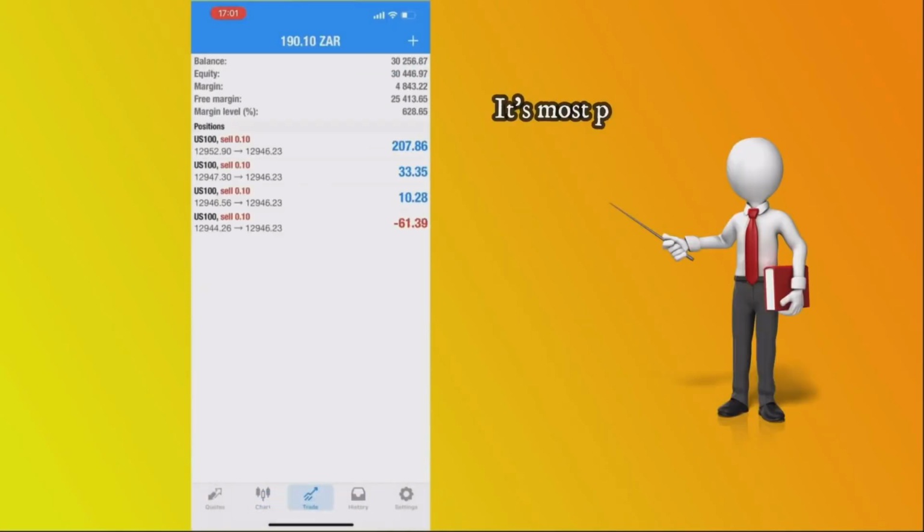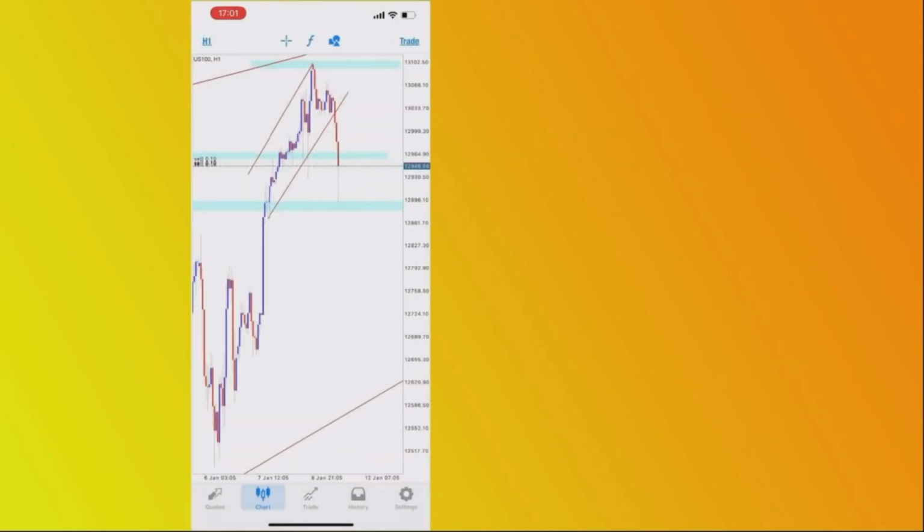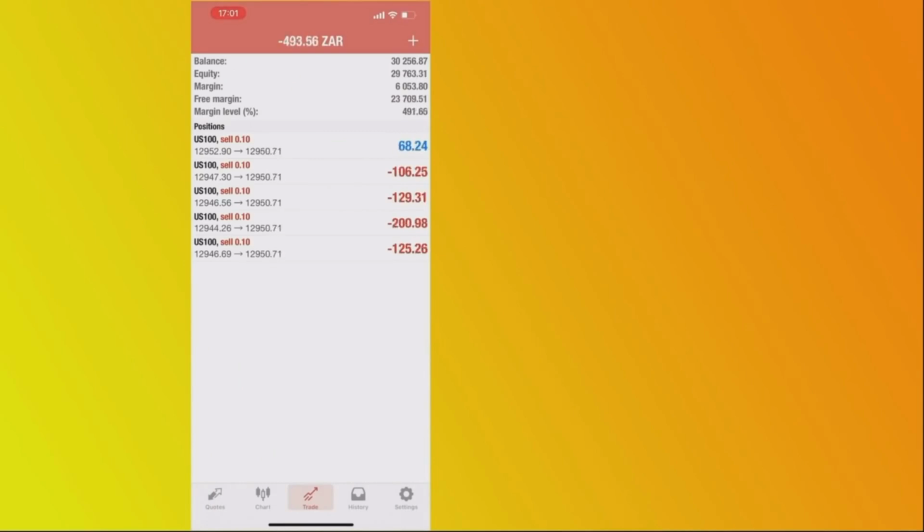The reason I'm also entering many trades on this entry is because I'm actually scalping, and this is a higher probability trade. Remember, I said it's most profitable when you're actually scalping. So with that being said, guys, it's 5 p.m. now. Let's step away from the market. We'll come back later and see how everything played out.